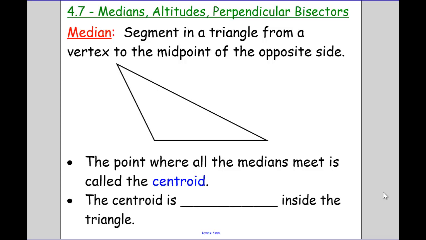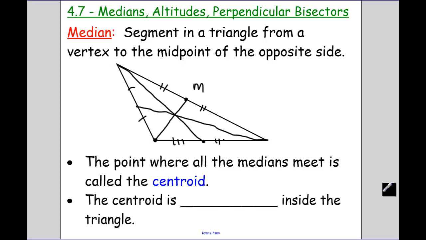Today we're going to be talking about medians, altitudes, and perpendicular bisectors in triangles. The definition of a median is a segment in a triangle from the vertex to the midpoint of the opposite side. Vertex to midpoint. From vertex to midpoint. And from our vertex to the midpoint. So each one of these is the midpoint.